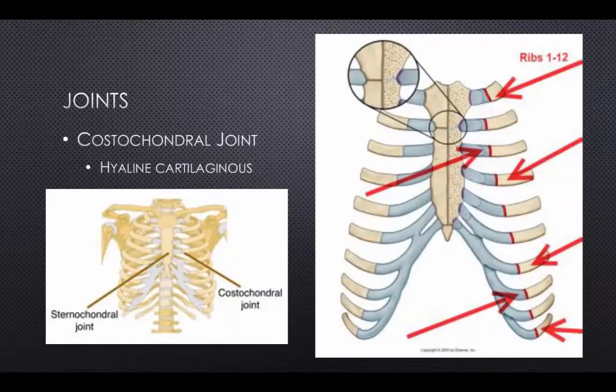The costochondral joints are the joints between the ribs and the costal cartilage in the front of the rib cage. They are hyaline cartilaginous joints or synchondrosis joints. Each rib has a depression shaped like a cup that the costal cartilage articulates with. There is normally no movement at these joints. Joints between the costal cartilage of the 6th and 9th rib are plane synovial joints.